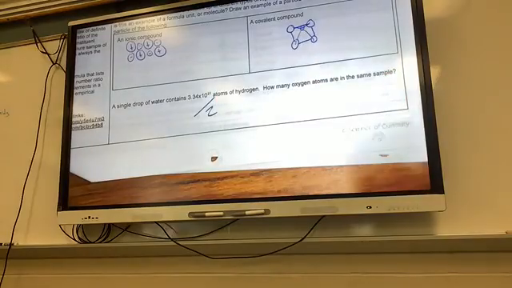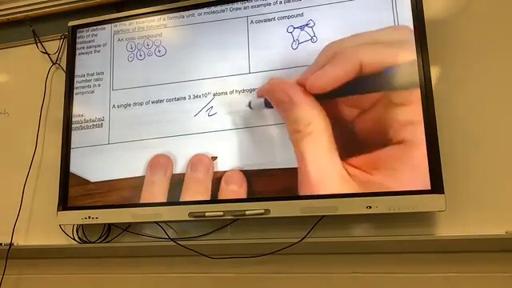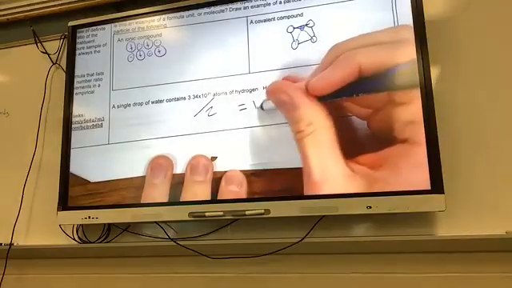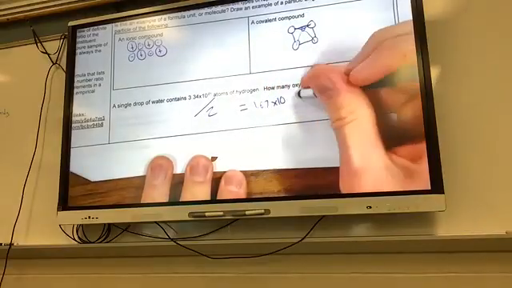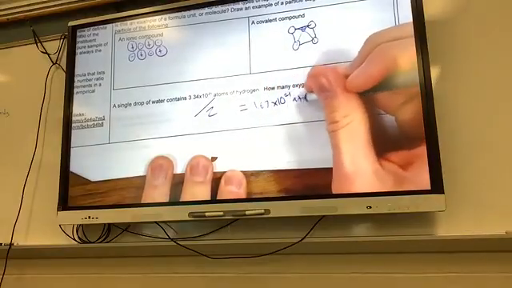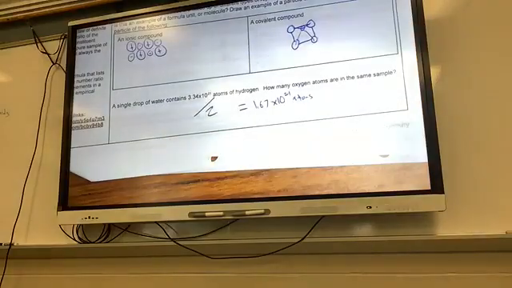So when you get to a question like that, don't overthink it. Just think of your ratio of H to O. Divide by 2, and that gave me 1.67 times 10 to the 21st atoms. Okay, flip it. We're crushing this.